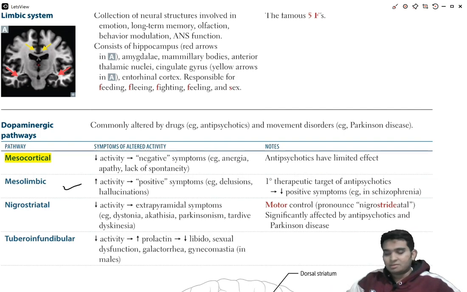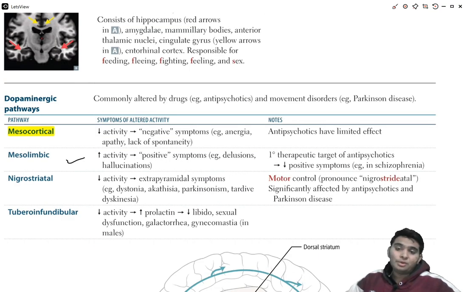The other pathway is the mesolimbic pathway. Increased activity in the mesolimbic pathway leads to the positive symptoms of schizophrenia, such as delusions and hallucinations. It is also associated with addictive properties. The primary therapeutic target of antipsychotics is the mesolimbic pathway, and it decreases the positive symptoms of schizophrenia.